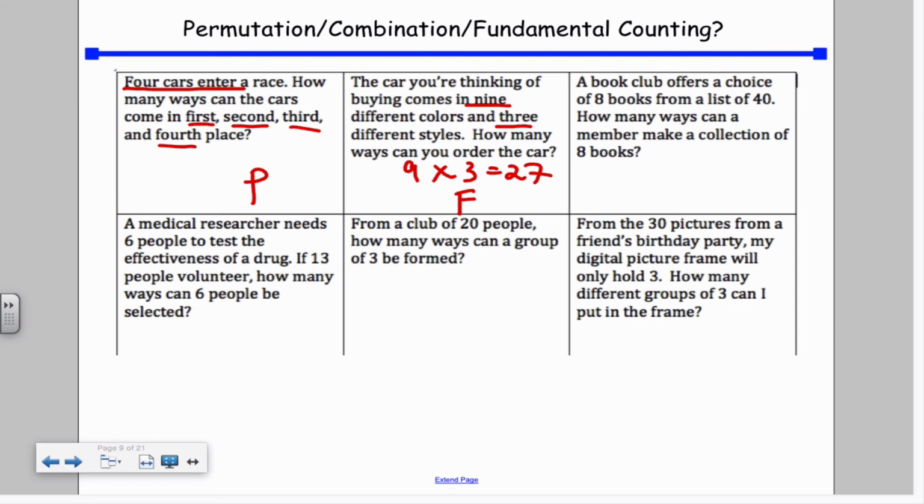Okay, so go ahead and work through the rest with your neighbors, and then pause the video and check back the solutions in a minute.